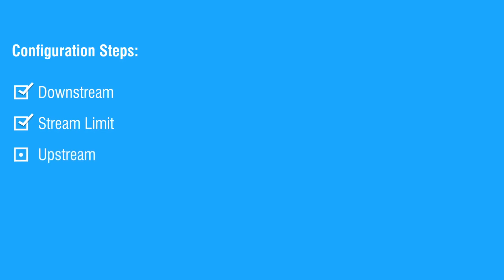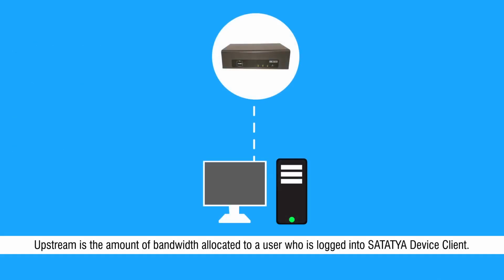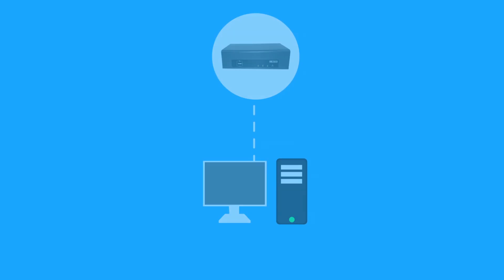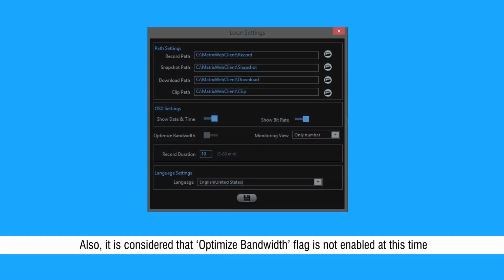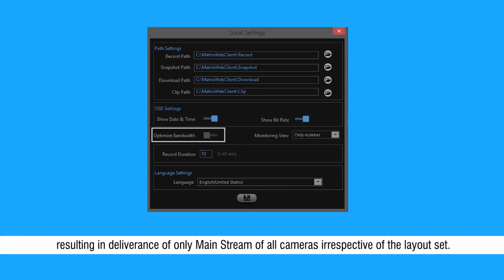Let us understand about upstream. Upstream is the amount of bandwidth allocated to a user who is logged in to SATATYA device client. Consider a scenario in which user 1 is watching all 8 cameras connected with SATATYA NVR8S at the same time in a TV monitor. Also, it is considered that optimized bandwidth flag is not enabled at this time, resulting in deliverance of only mainstream of all cameras irrespective of the layout set.